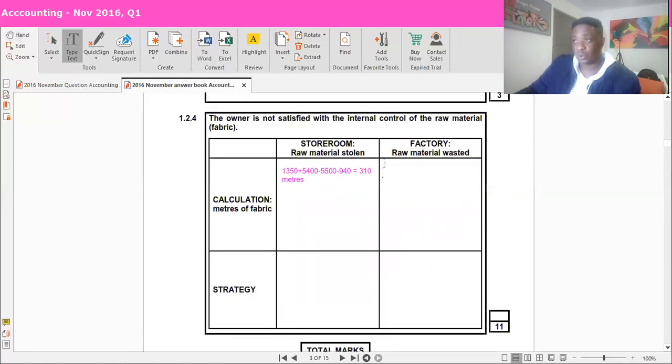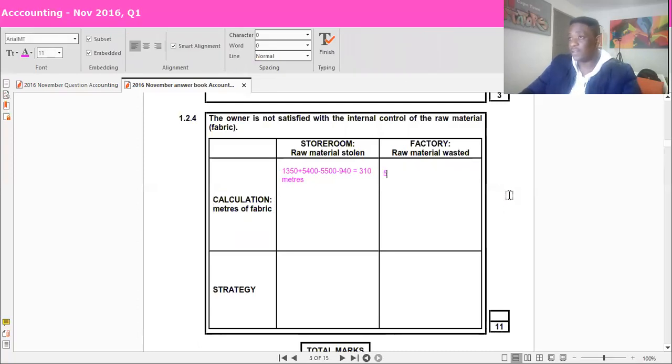So what we'll do here is to say 5,500, and then we'll say minus 1.25 multiplied by 4,200 units. Remember that 4,200 is the number of units that were produced, and then you'll get 250 meters wasted in the factory.